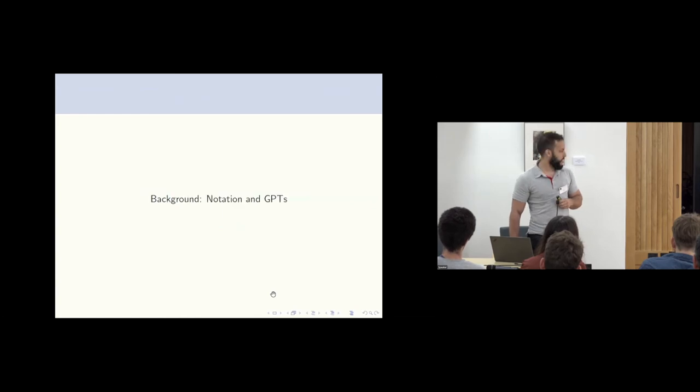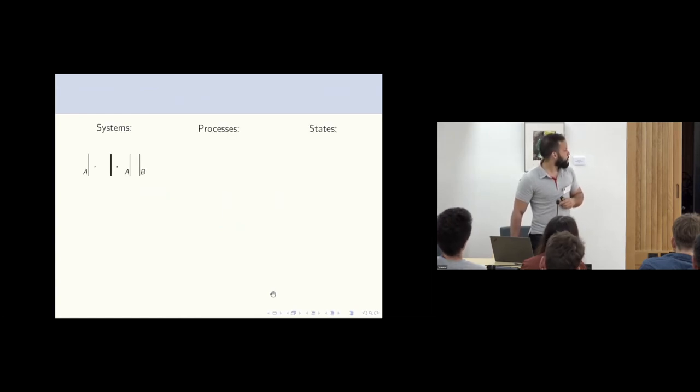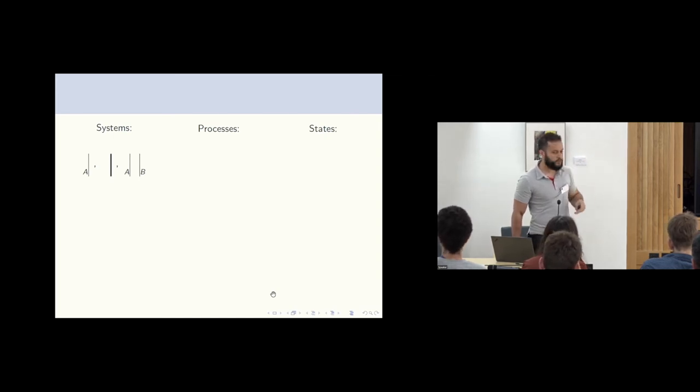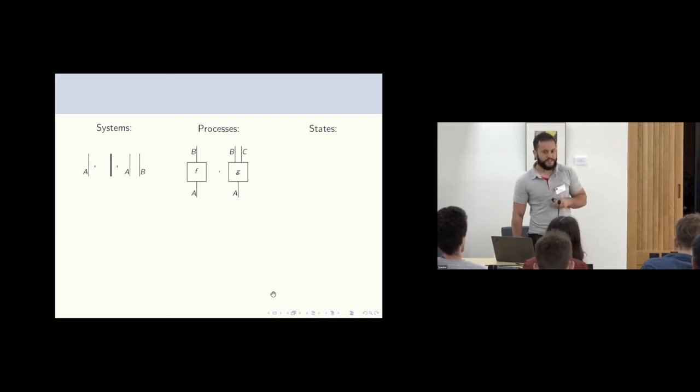So to start the background in GPTs, I will just go quickly and say that in our notation, we represent different system types by different wires in diagrams. And this difference in wires can come either in different labeling or in a different kind of wire. For example, you can have a simple thin wire, or you can have a thick wire to say that these things are different kinds of systems. We represent processes as boxes with input wires underneath and output wires on top of it.